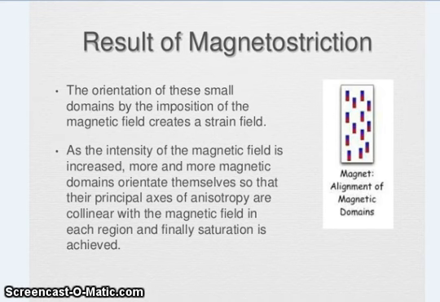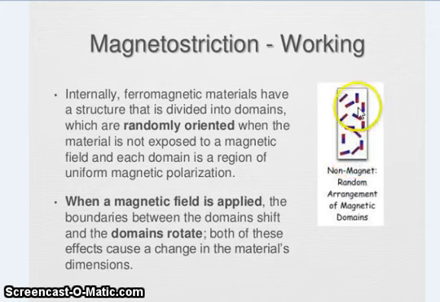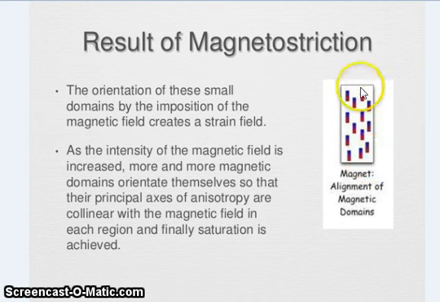And the result of magnetostriction is that when the magnetic field is applied, there is an alignment of magnetic domains. As you can see, these are randomly oriented domains, and when the magnetic field is applied, there is a specific alignment of magnetic domains. The orientation of these small domains by the imposition of the magnetic field creates a strain field. As the intensity of the magnetic field is increased, more and more magnetic domains orient themselves so that their principal axes of anisotropy are collinear with the magnetic field in each region, and finally saturation is achieved.